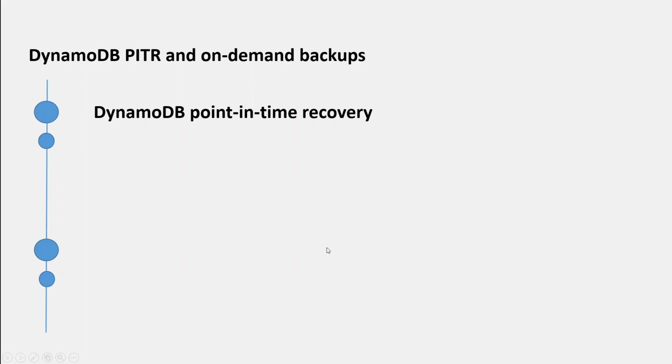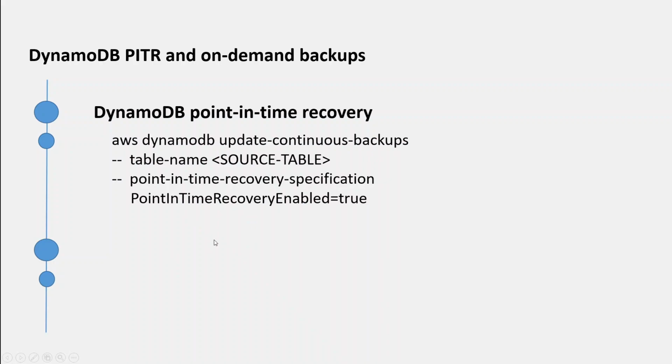So, the first type of backup strategy you can use is DynamoDB's point in time recovery. This is a fully managed continuous backup feature built into DynamoDB. Once enabled with the command which is shown on your screen, this point-in-time recovery, or PITR, allows you to restore your table to any point in time during the last 35 days with per second granularity.